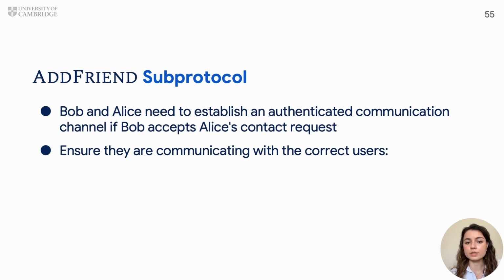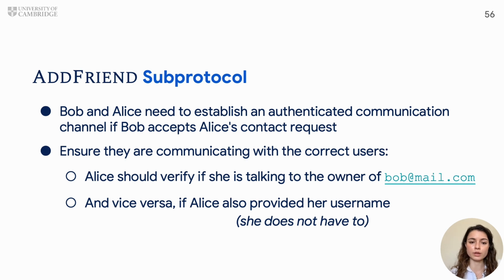One important thing here is that we want to ensure that the users are communicating with the correct users that they were searching for. So Alice should be able to verify if she's talking to the owner of bob@mail.com, and the same also applies for Bob if Alice has also provided her username in the initial message that she sent to Bob. But this is not something that Alice has to do.